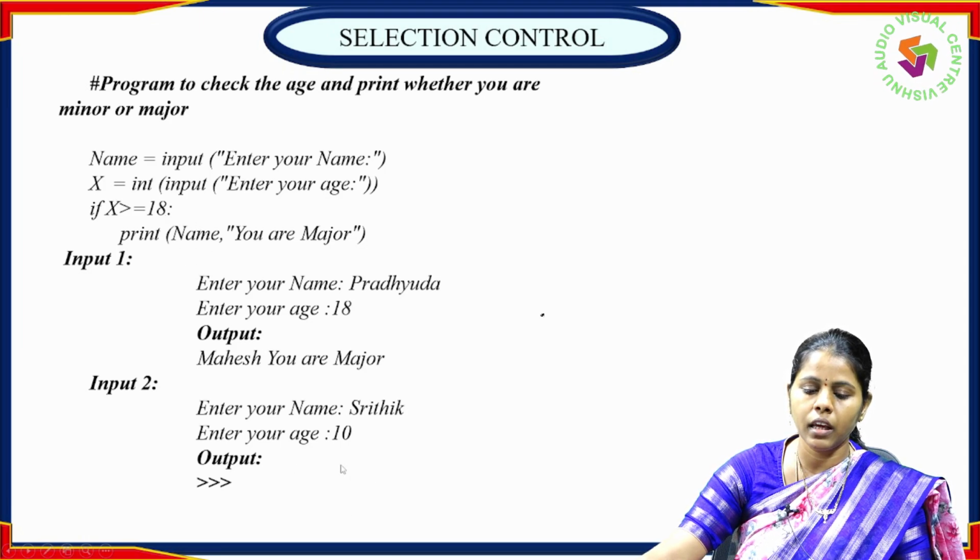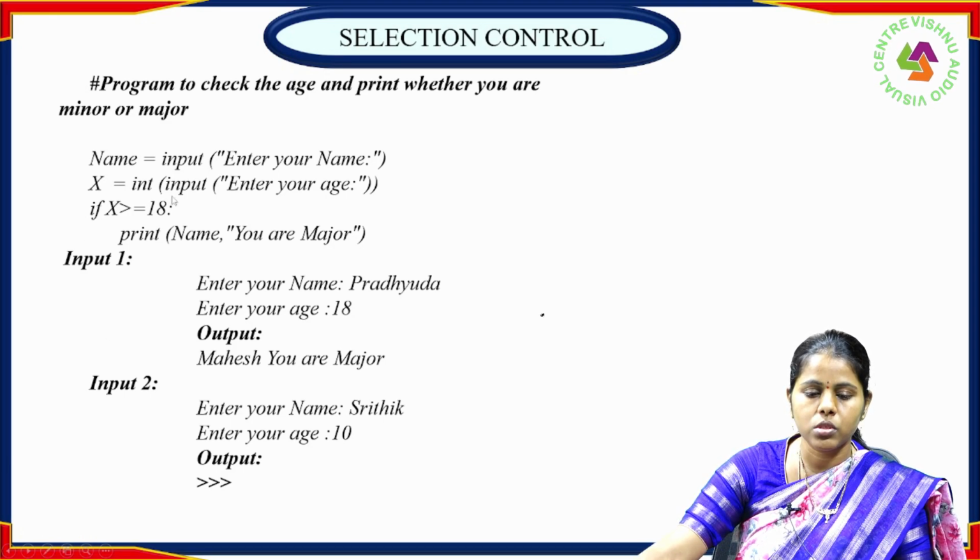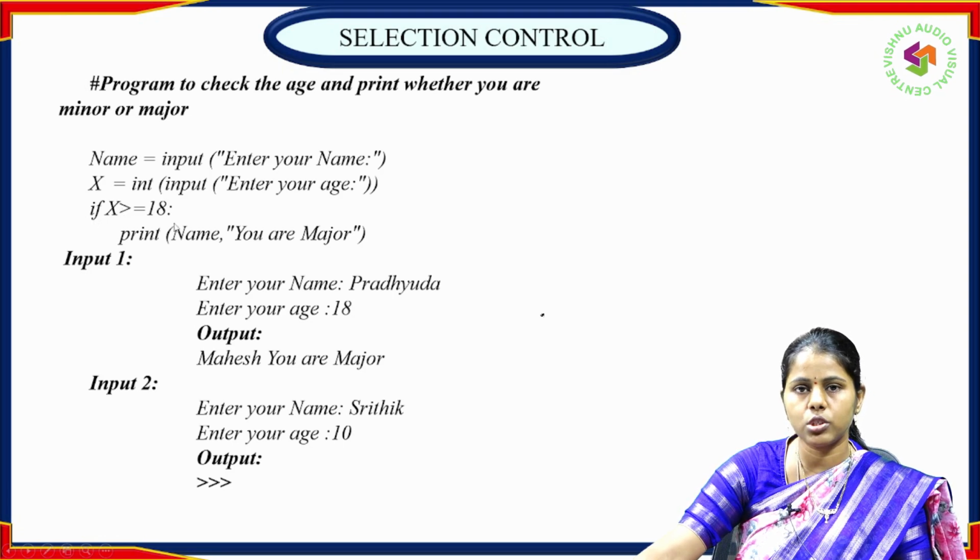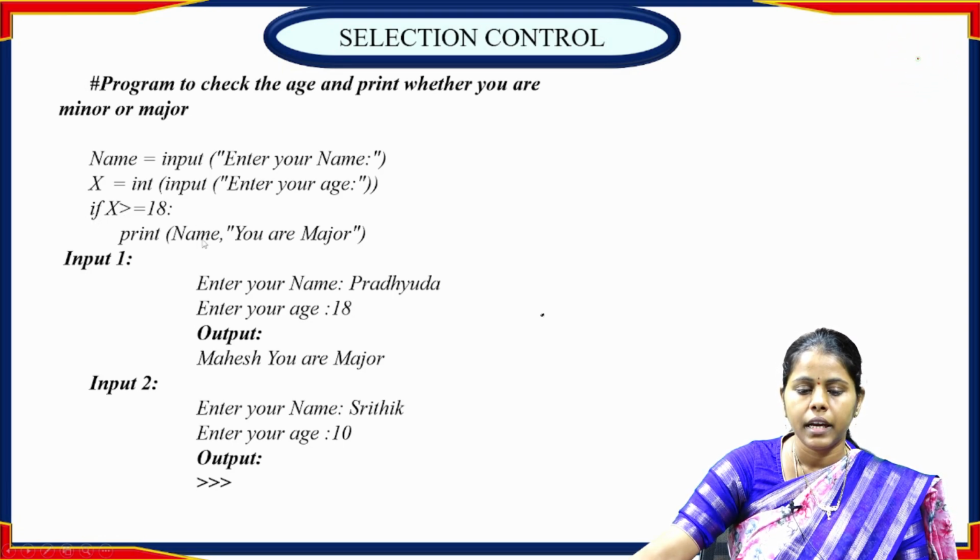So it won't give any output. But suppose I am giving age as 18. 18 is greater than or equal to 18, so the condition is true. It will print name, your major. I am giving, suppose, the name Pradyuda.